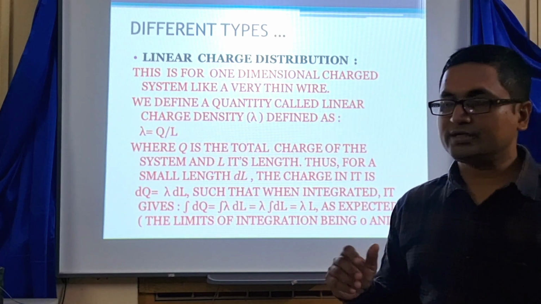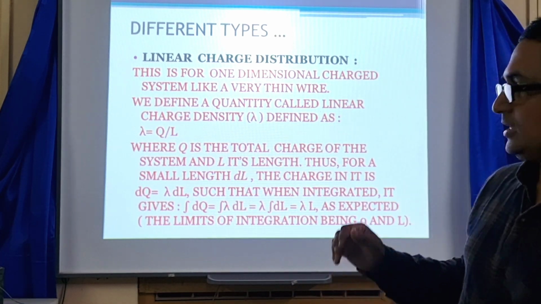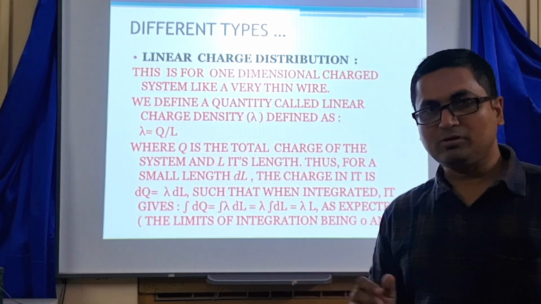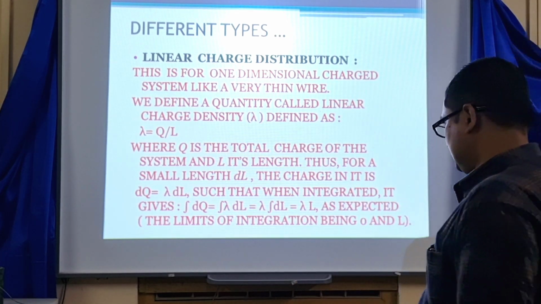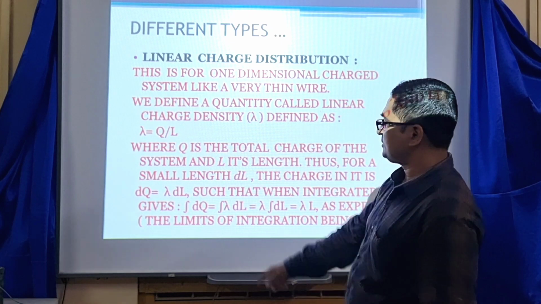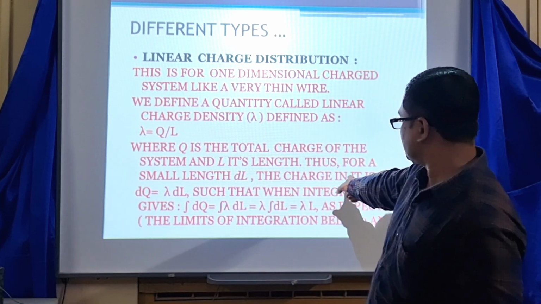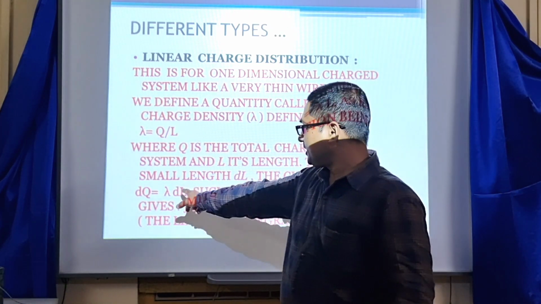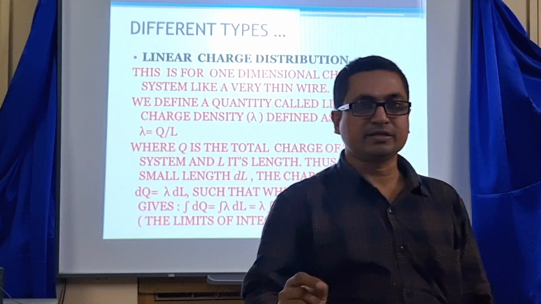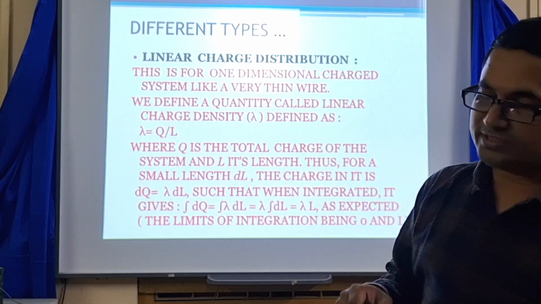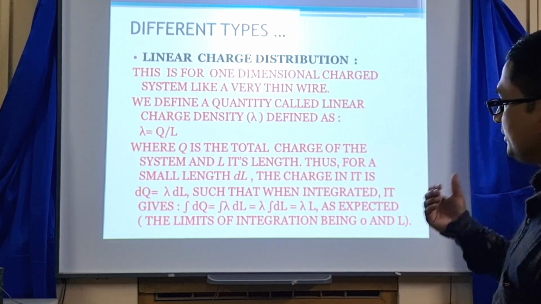Then to understand the continuous charge distribution, let us take a small length, say dl, and in that case the charge within this length dl will be lambda into dl, because lambda is charge per length, and we multiply lambda with dl, and it will give us the charge within the length dl.